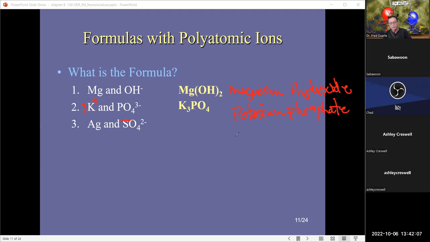Okay. All right, next one. We have silver, and this is called the sulfate polyatomic ion. Silver always has a +1. It's one of the 16. Okay. The sulfate has a -2, so that means we need 2 silver ions. Okay, so its formula becomes Ag2SO4. Again, one polyatomic ion, no parentheses.